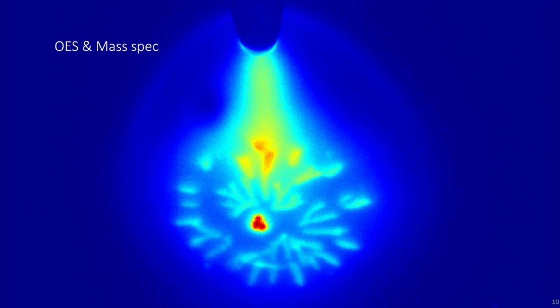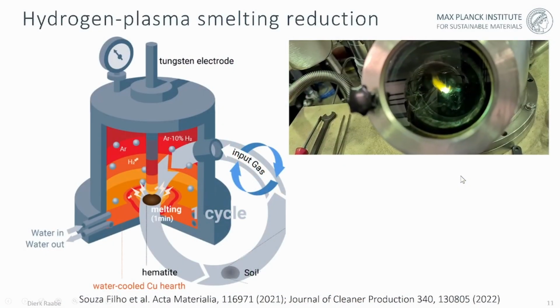Here you see an OES, optical emission spectroscopy analysis, also coupled, which you cannot see in this picture, with mass spectroscopy, the analysis of the actual excited states and the evaporation states also in such a reaction chamber. And details are in the corresponding papers.